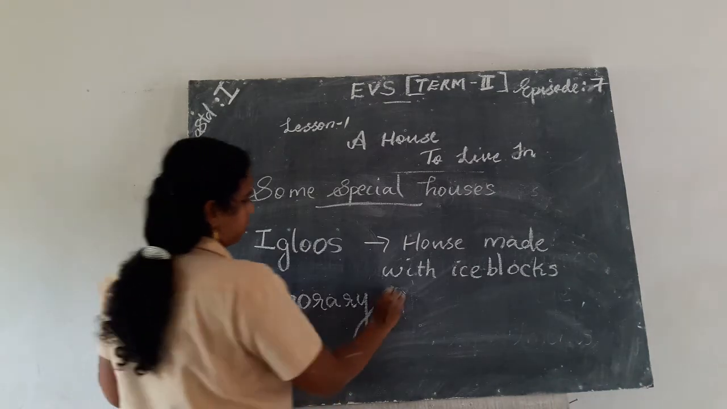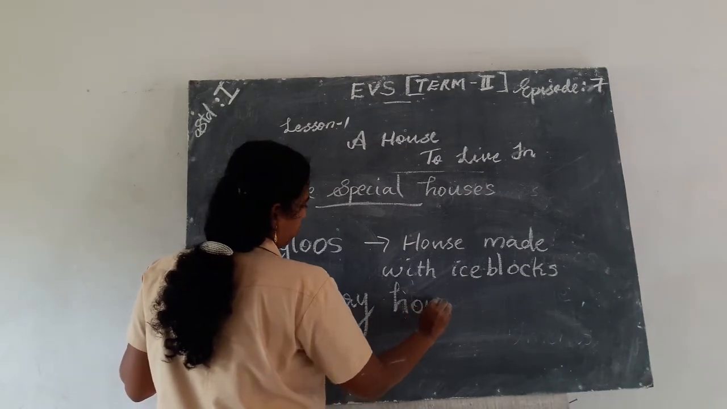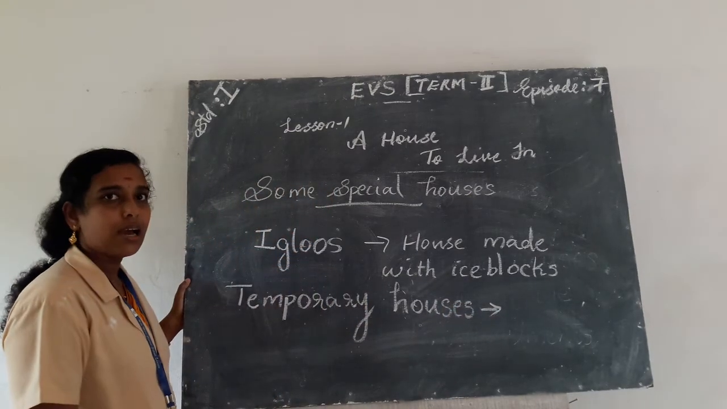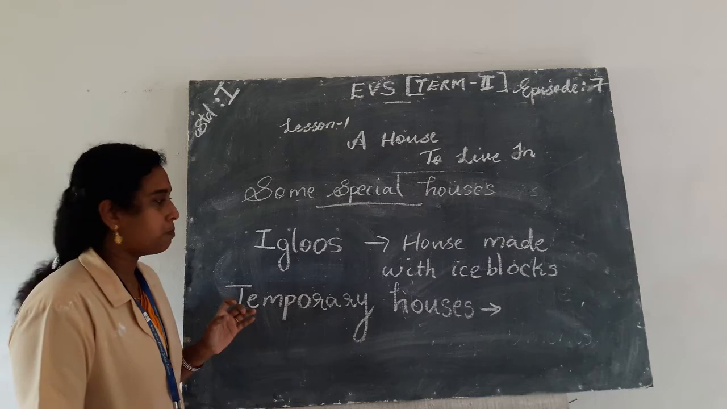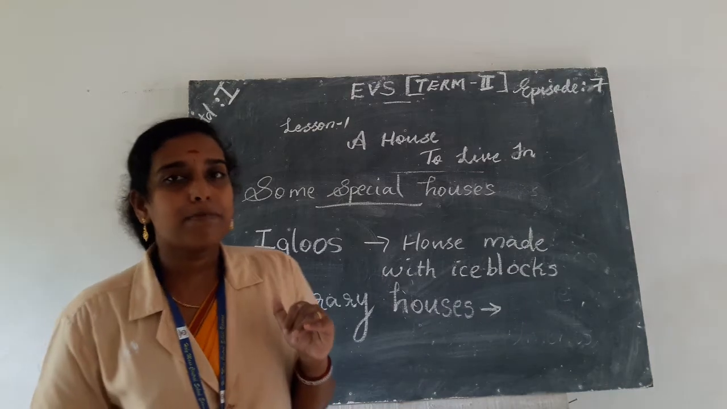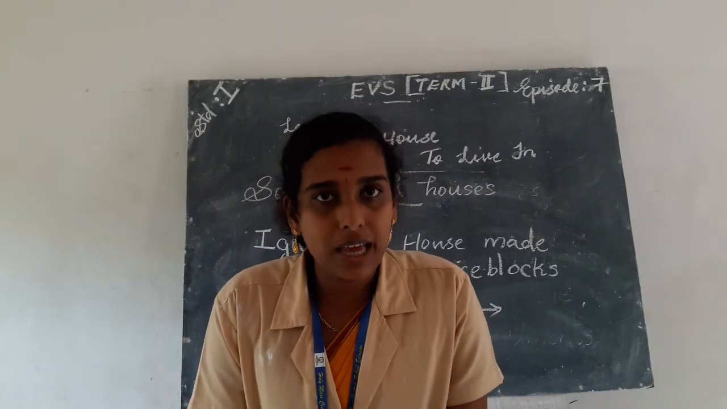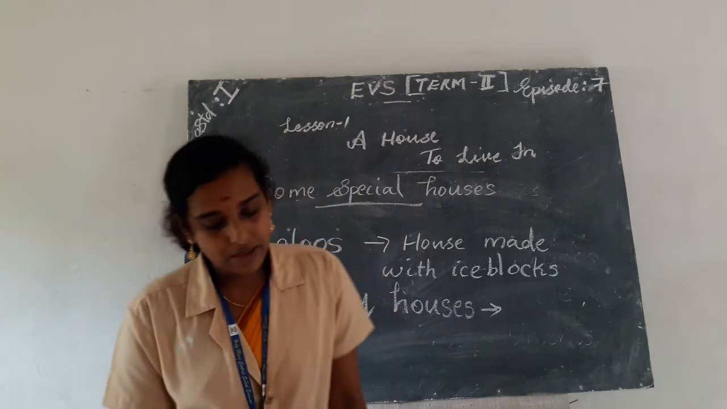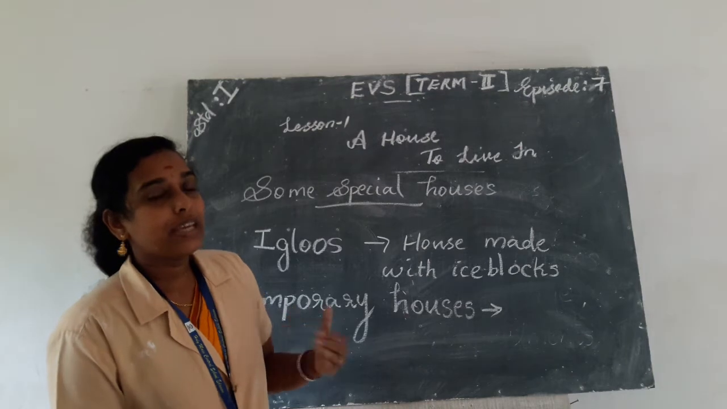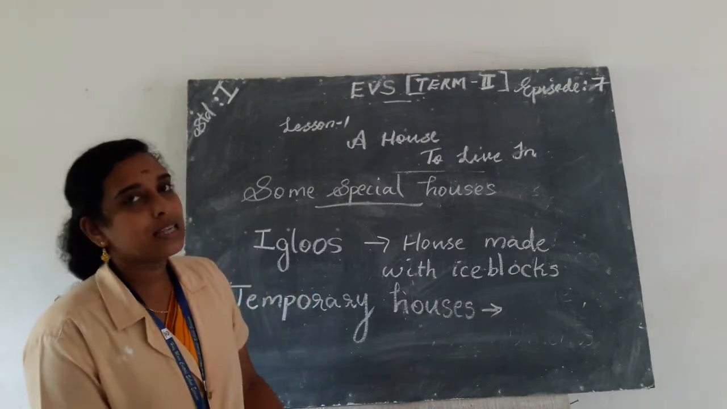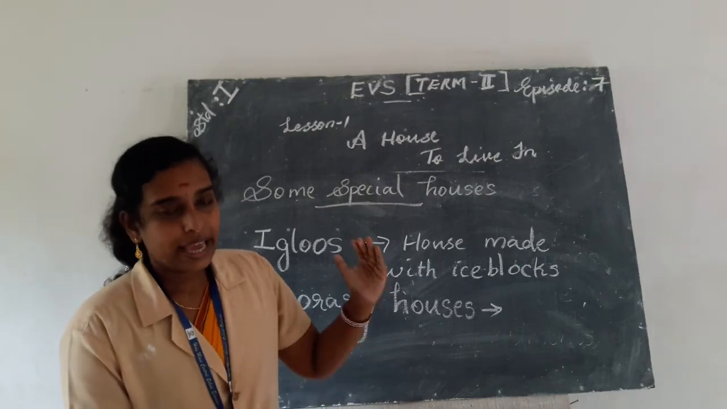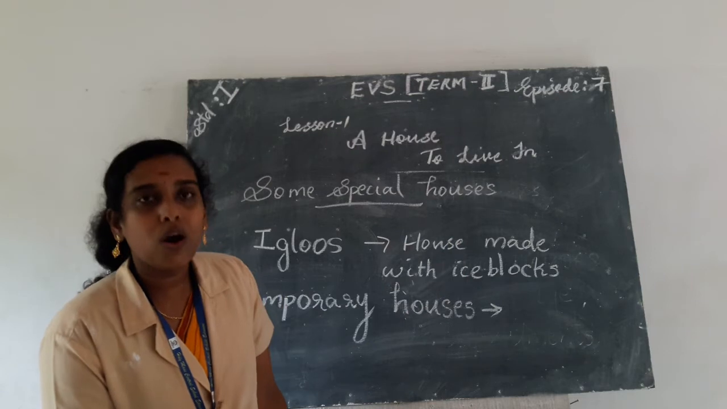Temporary houses. H-O-U-S-E-S. Temporary houses means the houses which can move from one place to another, and such types of houses are called temporary houses. For example, caravan, then tent. A tent can be moved from one place to another, and we can carry it from one place to another.